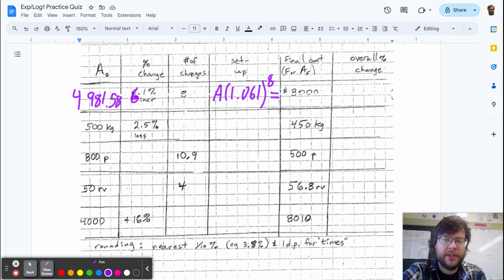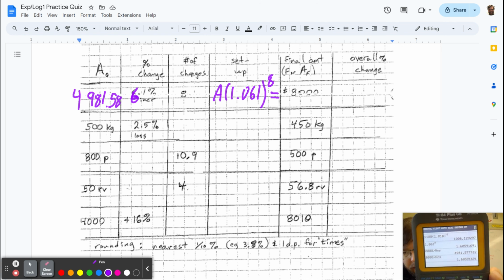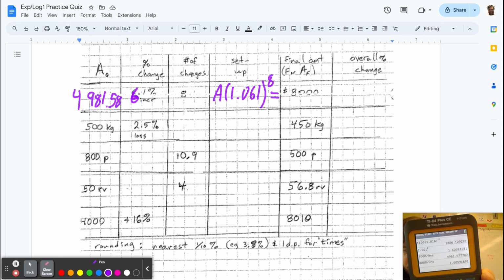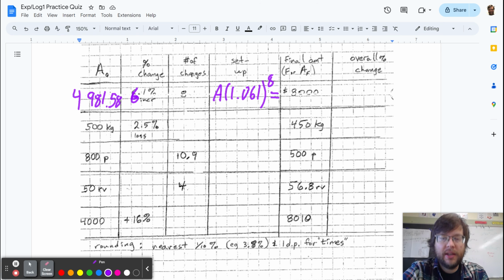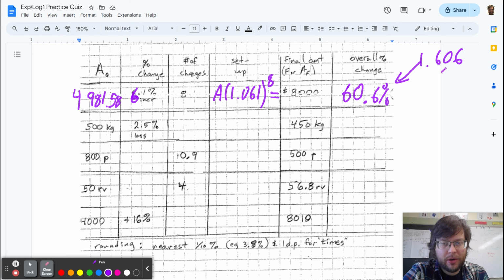And the overall percent change is taking the final answer and dividing it by the first answer. And I want you to notice something. We already knew that answer, 1.605606. And that is a 60.6%. How did I do that? I did 1.606, took away 1, multiplied it by 100%, and got that percent change there.